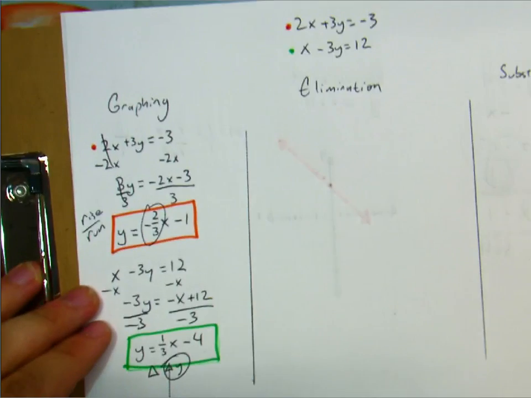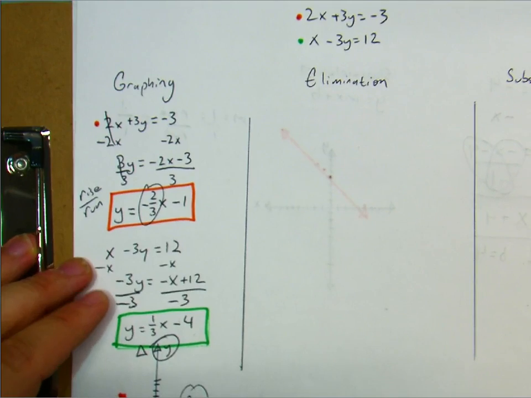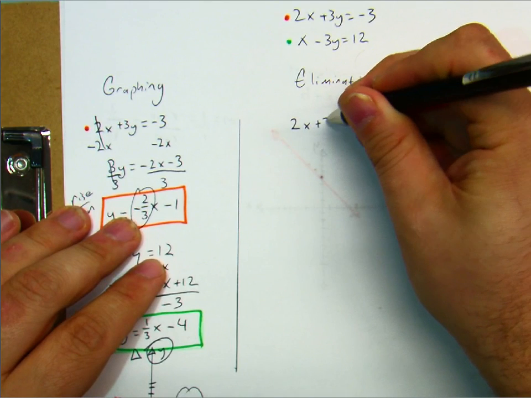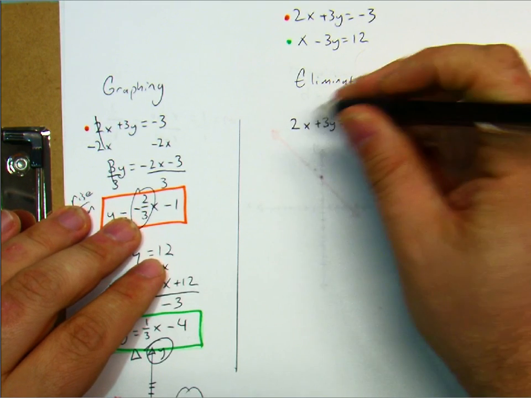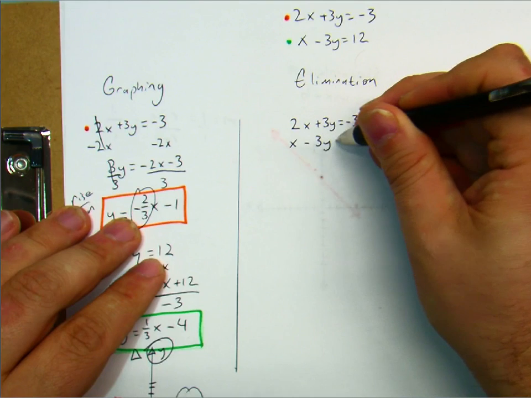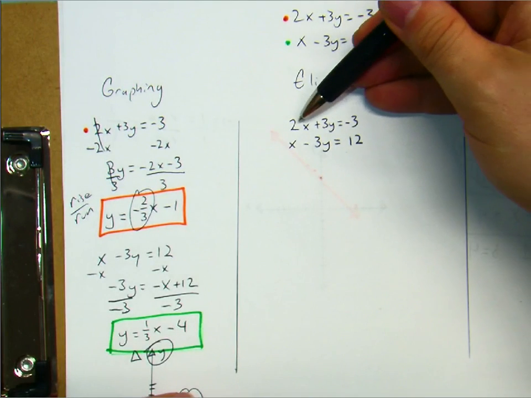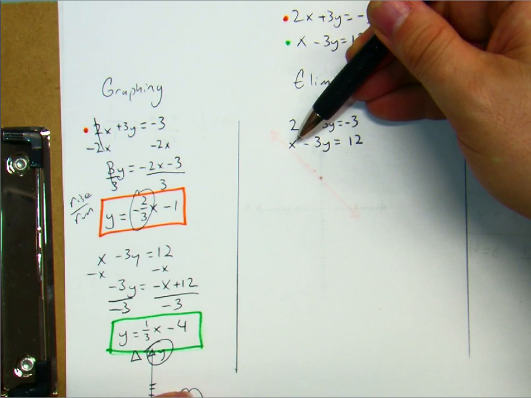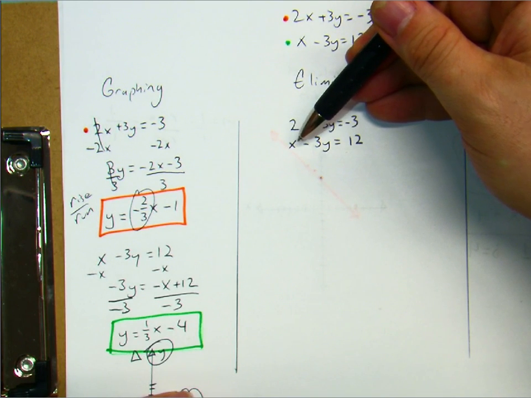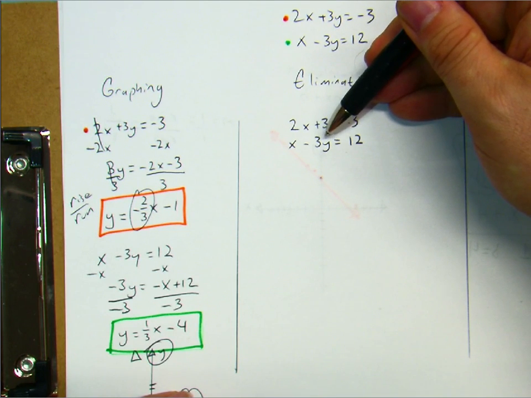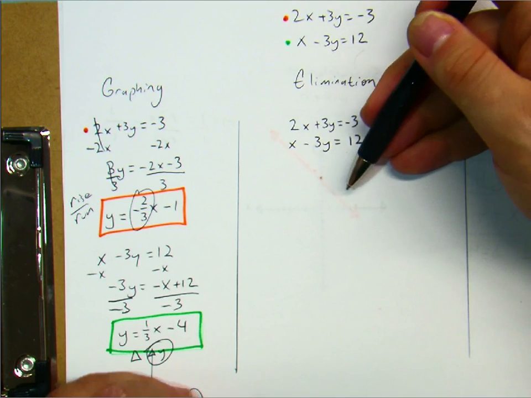Let's go to Elimination Town. So in elimination, our goal is to add our equations together so that our variables eliminate. So the first thing we have to do is check to see if that's true. If I add 2x to 1x, would that eliminate? No, I would get 3x. That doesn't eliminate. If I were to add 3y to -3y, would that eliminate? Absolutely. That would become 0. So I know I can eliminate without manipulating it.